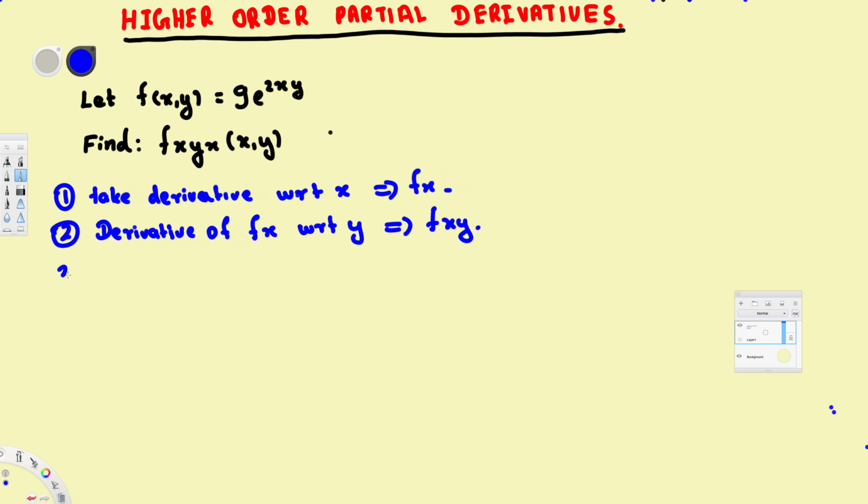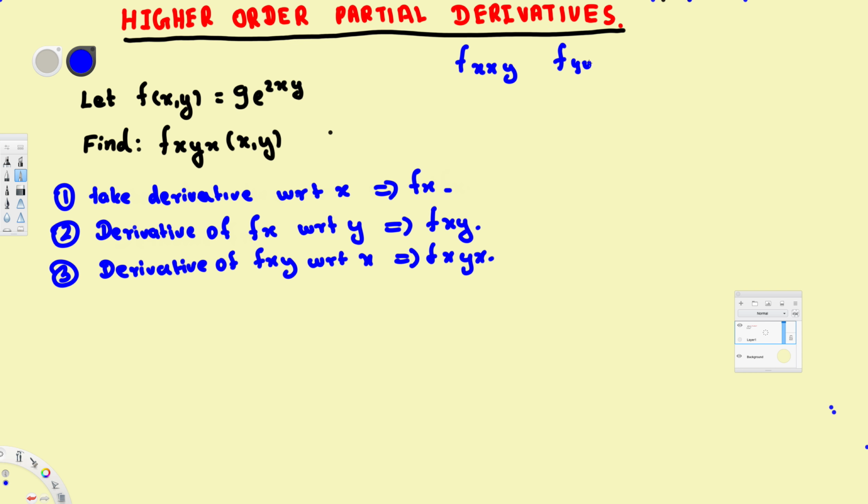And after that we take the derivative of this fxy with respect to x, and that's going to be fxyx, and that's going to be our final answer. So you can do the same thing, it depends on what order they are giving. Usually they may give different orders, like fxxy or fyyx. So this means first derivative of x, then derivative of fx, then derivative of fxx with respect to y, and we just follow the order accordingly, right?